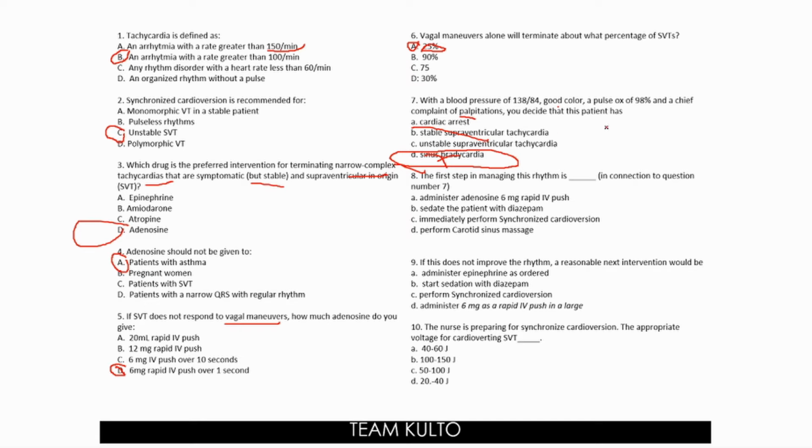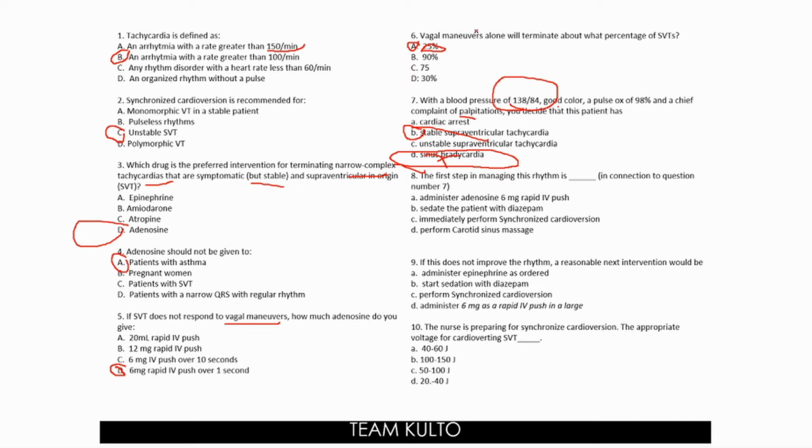Okay, good color and a pulse and a chief complaint and you decided this patient is, dito cardiac arrest. Stable supraventricular tachycardia. Yes. Why? Look at the blood pressure. 138/84. Is that less than or more than 90/60? It is more than, so stable yan. The answer is B. Next, number 8.